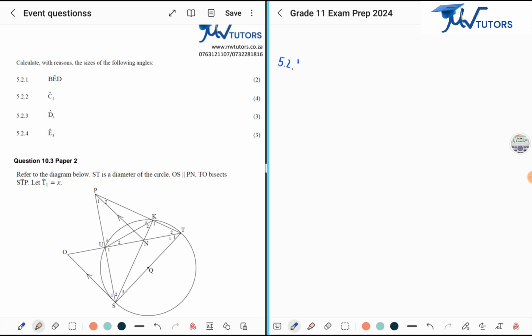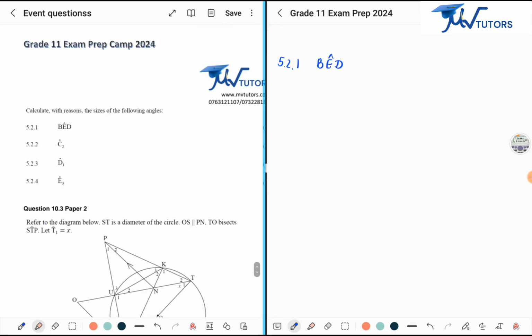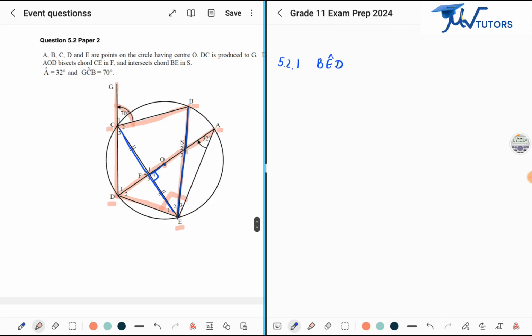Okay. So it says, calculate with reasons the sizes of the following angles. So we're looking for angle BED. So where's B? There's B. There's E. There's D. So we are looking really, I think we've talked about this, né? So we can erase it a bit and then we'll go back to it.